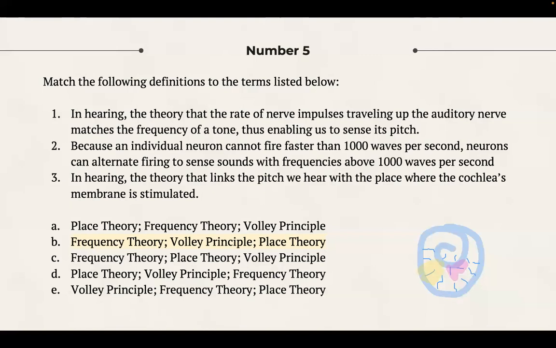And so they basically just alternate firing so that they can trick our brain into perceiving a faster frequency, if that makes sense. Again, don't worry too much about the volley principle. Just understand that it's kind of like our brain's way of giving itself the ability to fire faster than it naturally actually can.